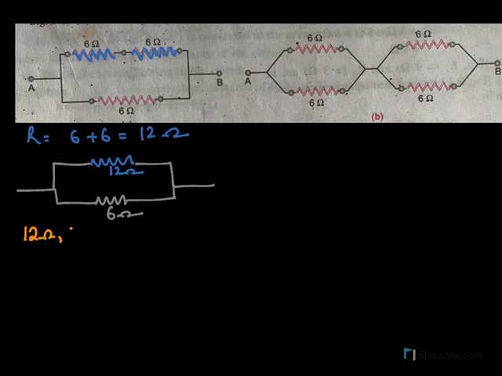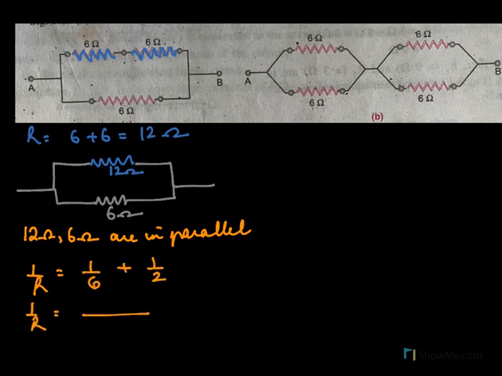Now for the next step, we see that 12 ohms and 6 ohms are in parallel. So if they're in parallel, we do 1 by R equal to 1 by 6 plus 1 by 12.